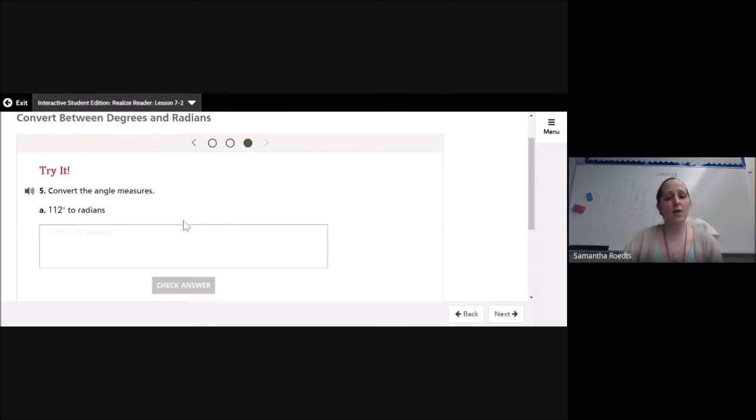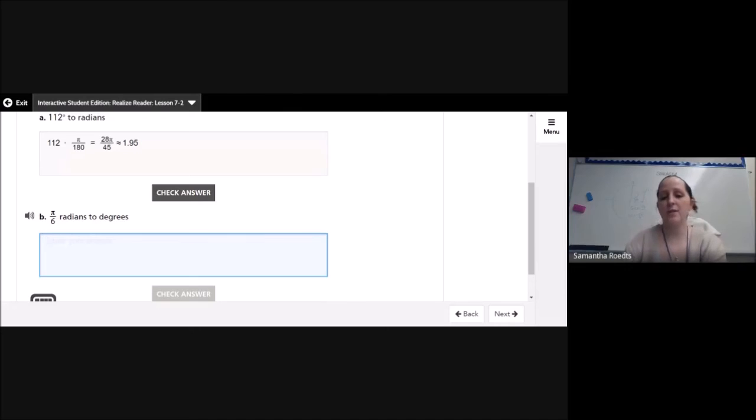Let's try it. Convert the angle measure 112 degrees to radians. So again, I'm going from degrees to radians. I'm going to take the number that they gave me, 112, and multiply it by pi over 180. This gives me 28 pi over 45, which is approximately 1.95.